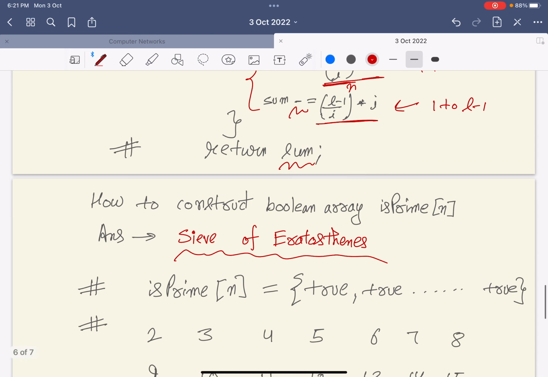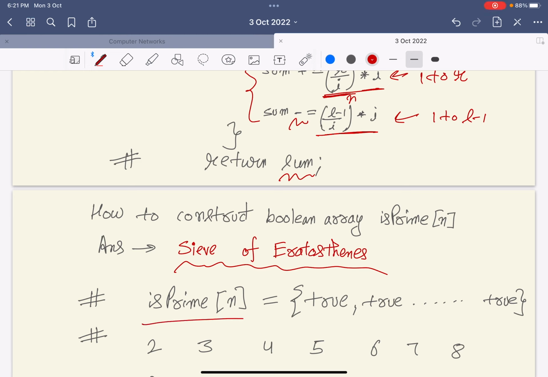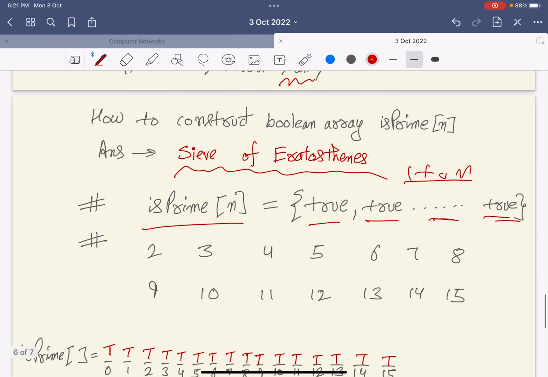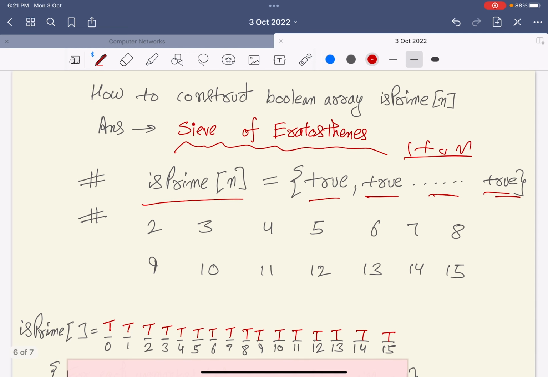What we do in this algorithm is we start by creating an array isPrime, and we fill the whole array with true. Initially this array says that all the numbers from 1 to n are prime. Later on we update all the composite numbers as false, but initially we fill the whole array with true. Now let's say the range of our numbers is till 15.